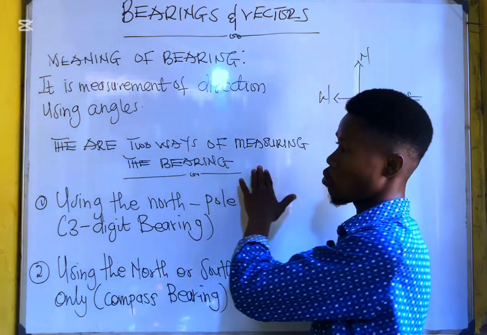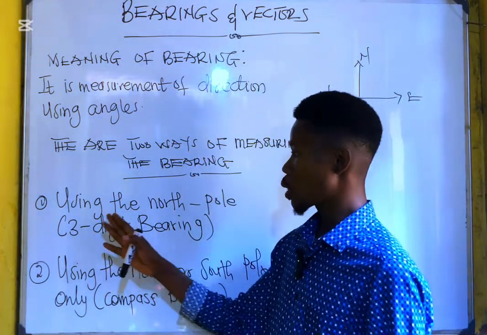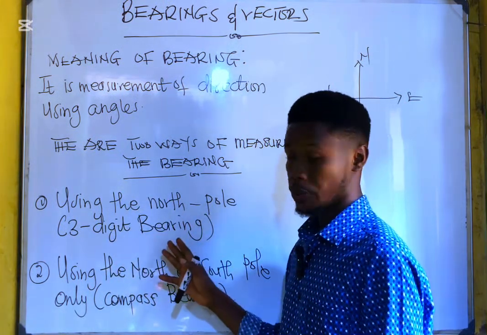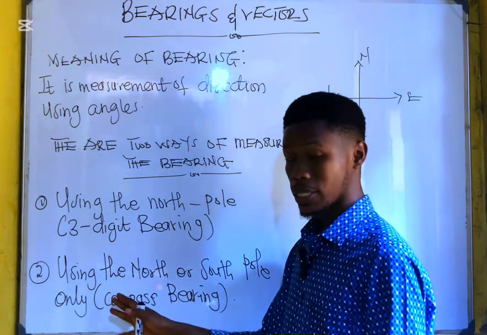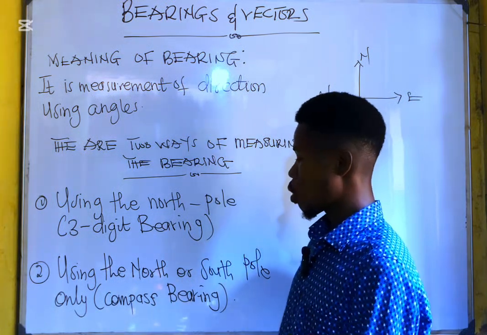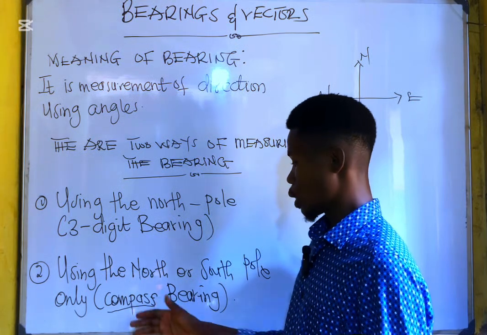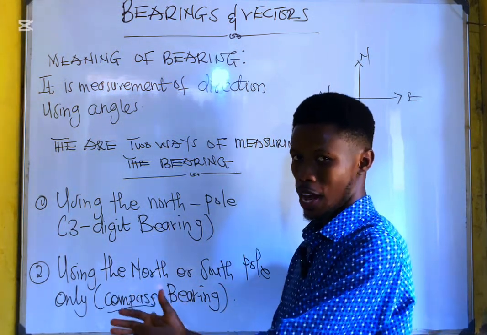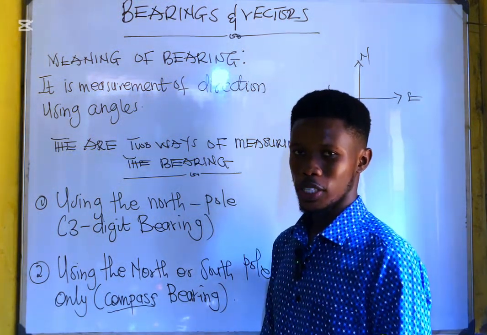There are two ways of measuring the bearing. First, using the North Pole, that's the 3-digit bearing. You'll also be using the North or South Pole only for the compass bearing. A compass is an instrument that is used for directions. That's what you're going to do for the next 1 hour. So please sit and enjoy the lesson.